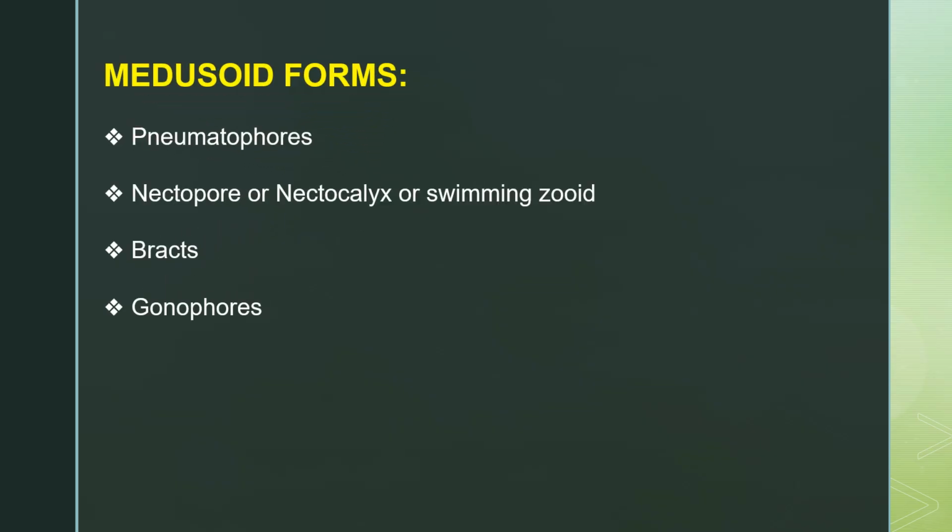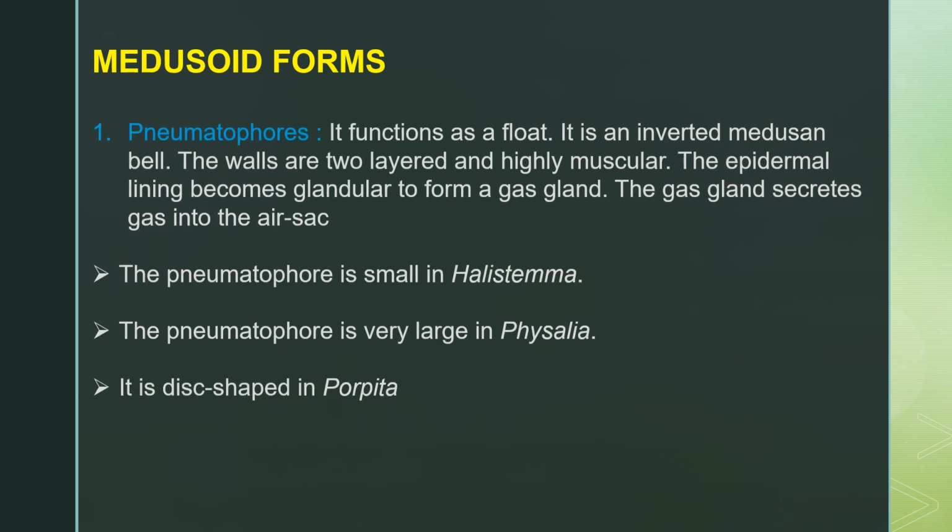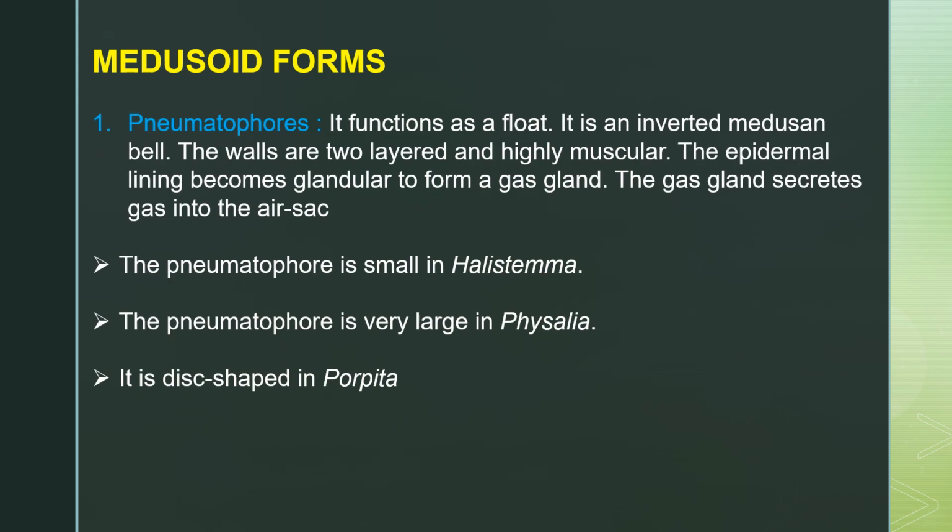If we see the medusoid forms, there are different types of medusoid forms like pneumatophores, nectocalyx, or we can also call them swimming zooids, bracts, gonophores, etc. Some medusoid forms are like pneumatophores. It functions as a float and it looks like an inverted medusan bell. The walls are two-layered and highly muscular.